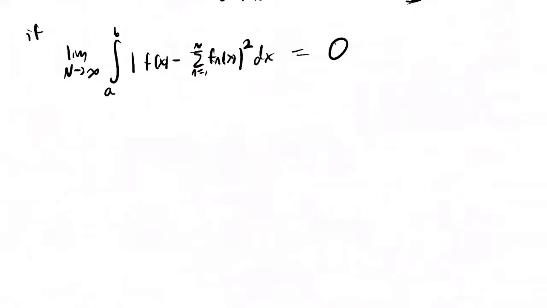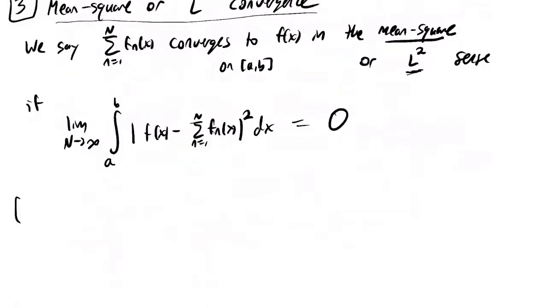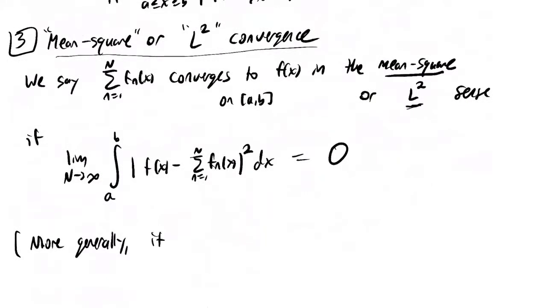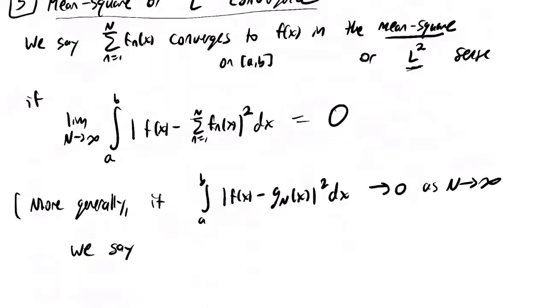Actually, let me take that back. It's probably better to end this lecture with a particular example, and then we'll do the theorem about these in the next lecture. So I just want to finally, as we did with the other three notions, give the more general notion of convergence. So if I integrate the difference between f of x and some sequence of functions g_n squared and it converges to 0 as n goes to infinity, we say that g_n converges to f in the L2 or mean square sense.